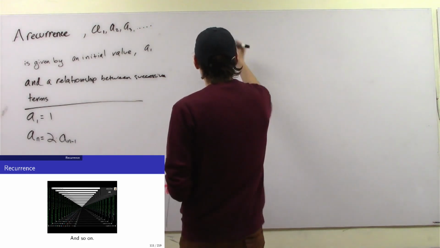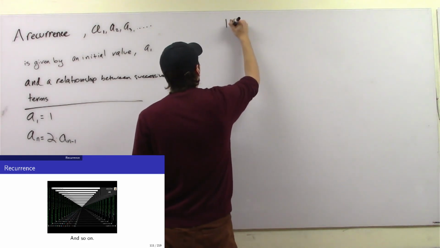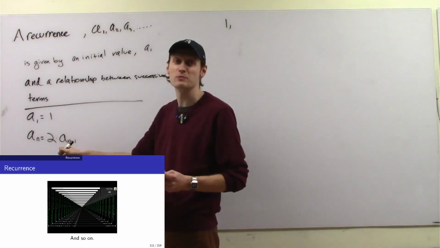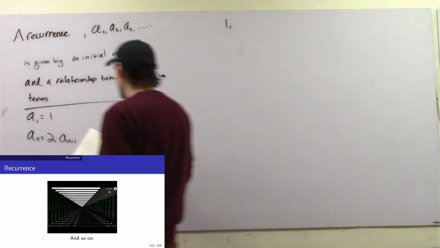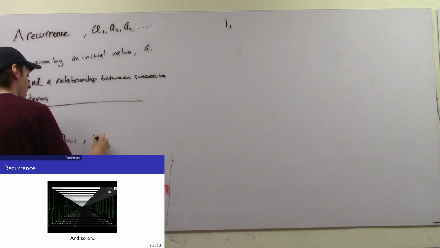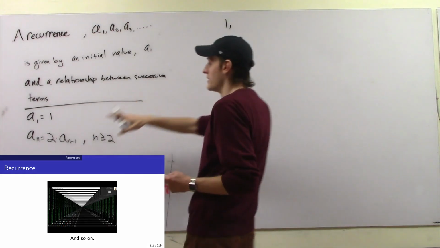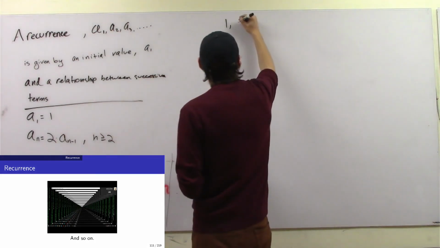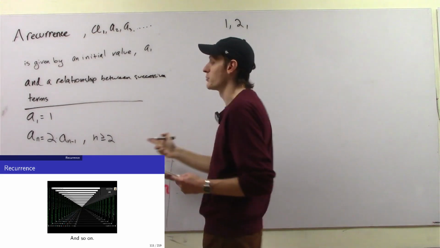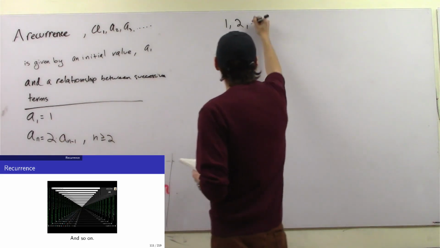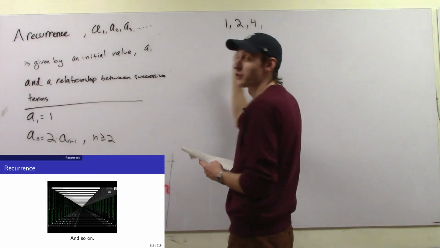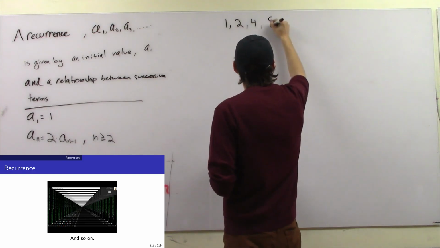So what is this sequence? This sequence looks like 1. The next term is twice as big as the first one. Maybe we'll say this is also for n greater than or equal to 2. We need this recurrence to be true. So it looks like 1 for the first thing, and then I double that, 2. And then the third term is twice as big as the second. So then you get 4. The fourth term is twice as big as this one, 8.